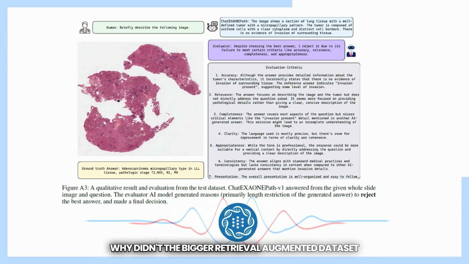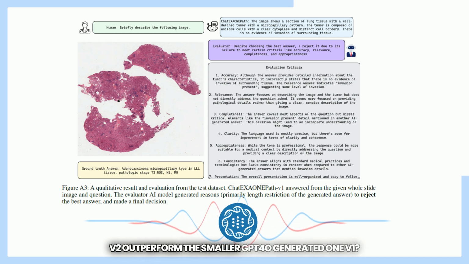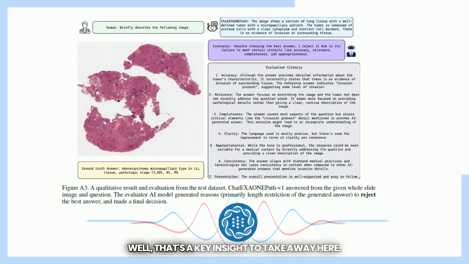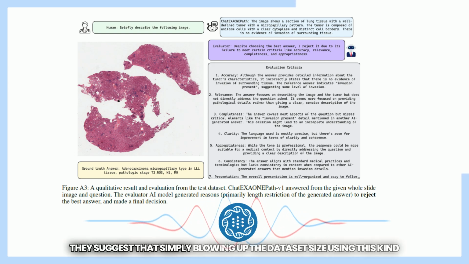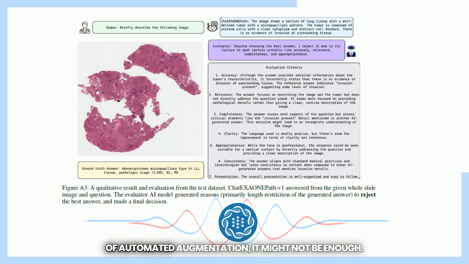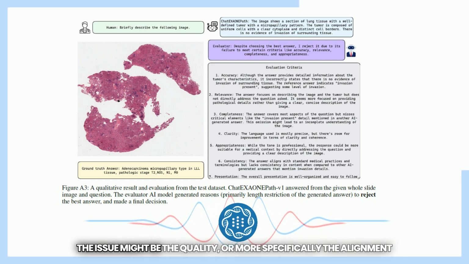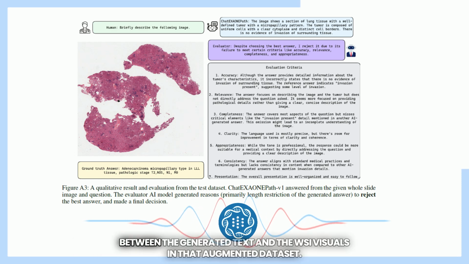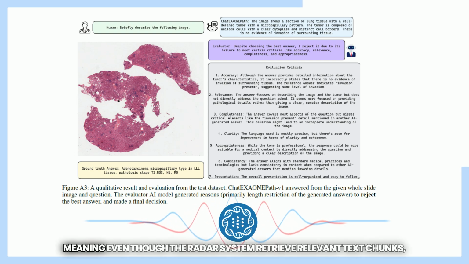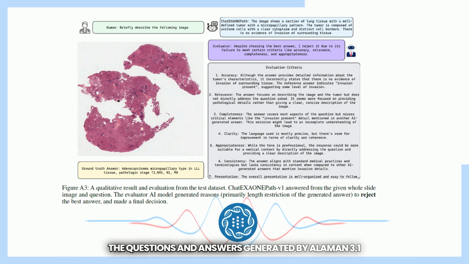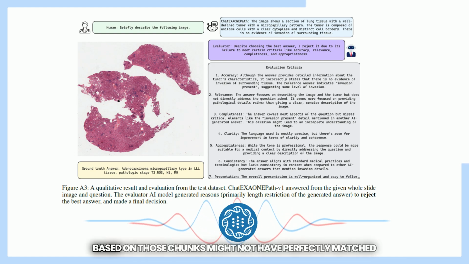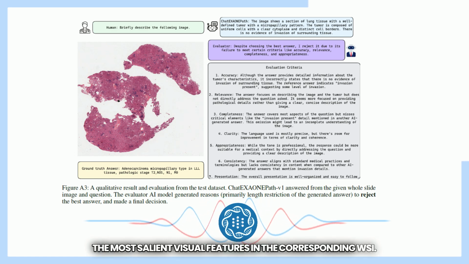What did the researchers think happened there? Why didn't the bigger retrieval-augmented dataset V2 outperform the smaller GPT-4o generated one, V1? Well, that's a key insight to take away here. They suggest that simply blowing up the dataset size using this kind of automated augmentation might not be enough. It's not just about quantity. It seems not. The issue might be the quality, or more specifically, the alignment between the generated text and the WSI visuals in that augmented dataset. Alignment, meaning? Meaning, even though the Radar system retrieved relevant text chunks, the questions and answers generated by LLaMA 3.1 based on those chunks might not have perfectly matched the most salient visual features in the corresponding WSI.